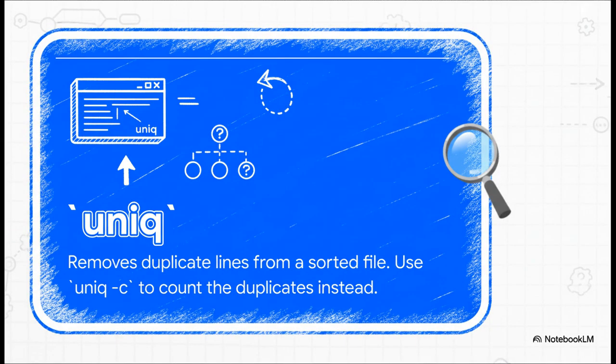This one's a classic. uniq does exactly what its name implies. It finds and removes duplicate lines that are right next to each other. But here's the crucial part. You have to remember this. The file must be sorted first for it to work right. Always remember that mantra. Sort, then uniq. It is the 1-2 punch for cleaning up any list.